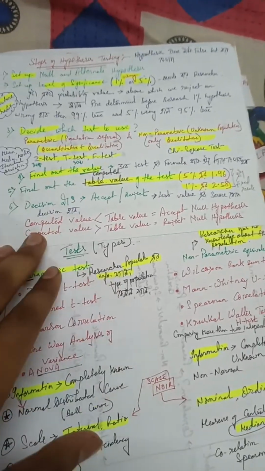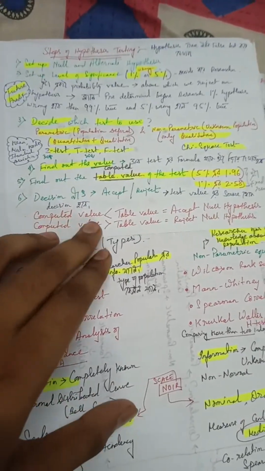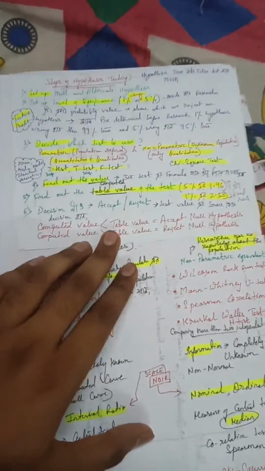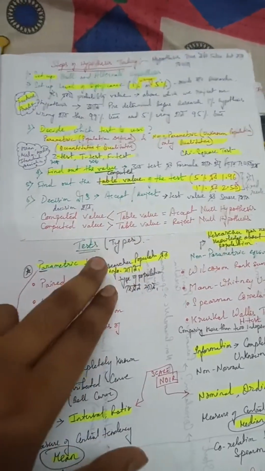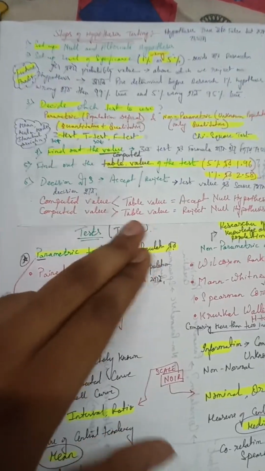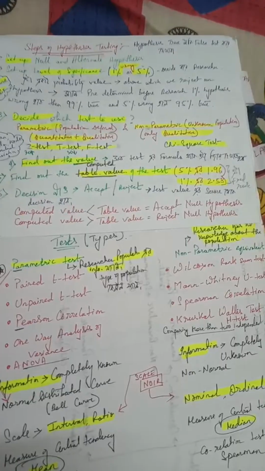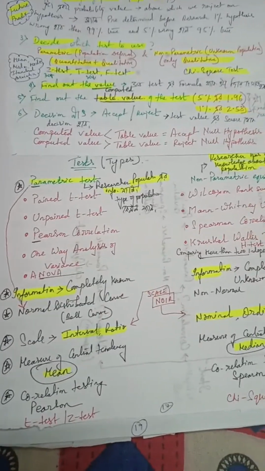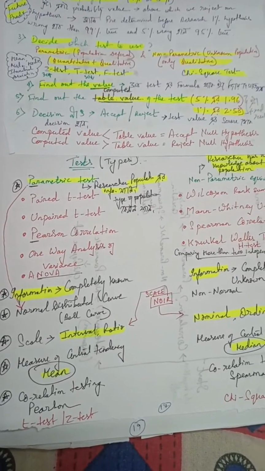Now we have to take a decision. If my computed value is less than my table value, then we accept the null hypothesis. And if my computed value is more than my table value, then we reject the null hypothesis. All right. And talking about the types of tests, parametric test and non-parametric test.